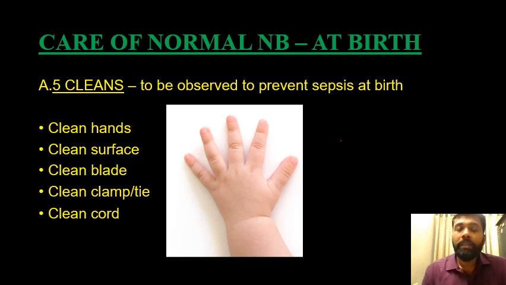The five cleans which need to be observed to prevent sepsis at birth: clean hands, clean surface, clean blade, clean clamp, and clean cord. The personnel who are attending the delivery must exercise all the universal or standard precautions in all cases. All fluid from the mother and the baby should be treated as potentially infectious.